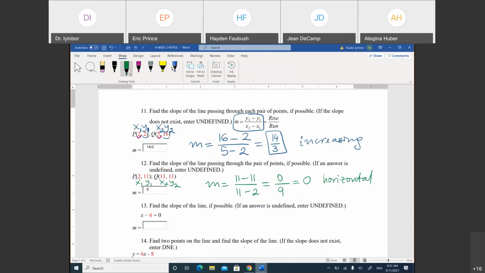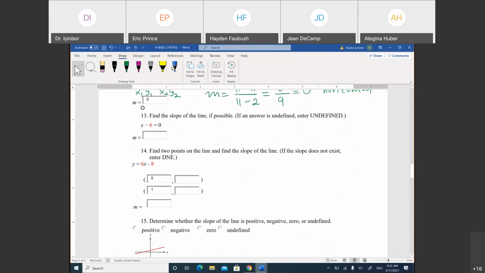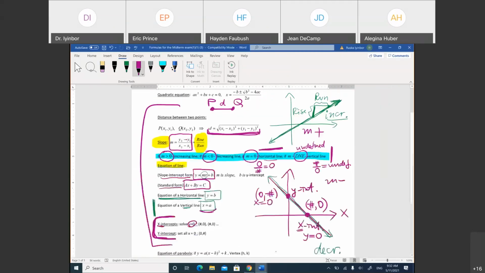Yes. Okay, now let's look at number 13. So number 13, we need to find the slope. Here they don't give us 2 points, so we're not going to use the formula to find the slope. They give me the equation. So from the equation, we need to find the slope. Now, if you have the equation in slope-intercept form, the number in front of x is called the slope. Keep that in mind, okay? And also, if it's horizontal or vertical, you can find the slope.